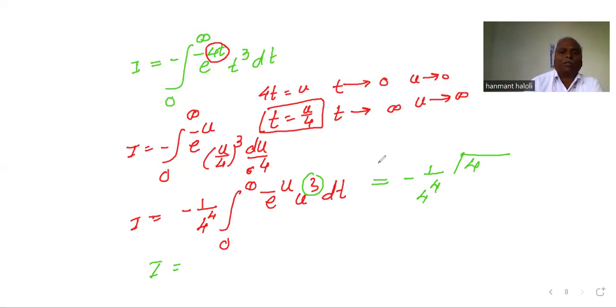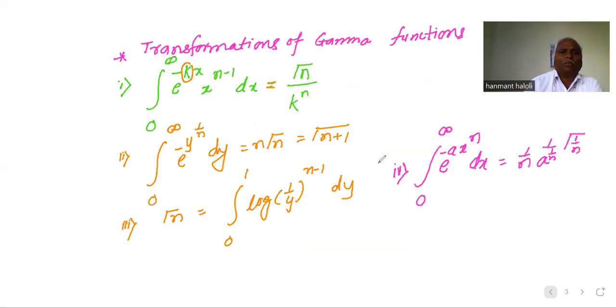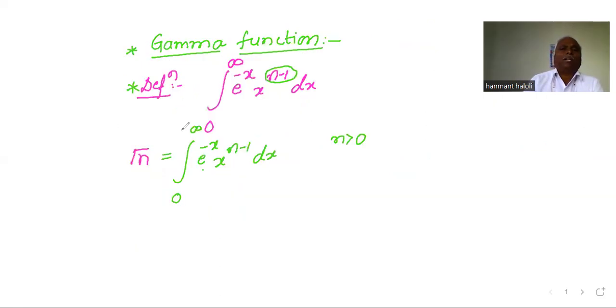I'll repeat once again all the substitution methods. Now this is our important gamma function. This is the integral 0 to infinity e raised to minus x, x raised to n minus 1 dx. This is the formula for the gamma function, the standard integral formula of the gamma function. Here x is a variable, you can change that x to any variable and you can get the answers. Okay, this is the first one.